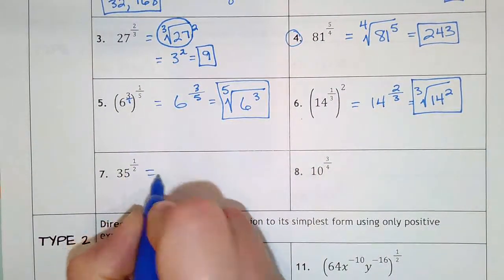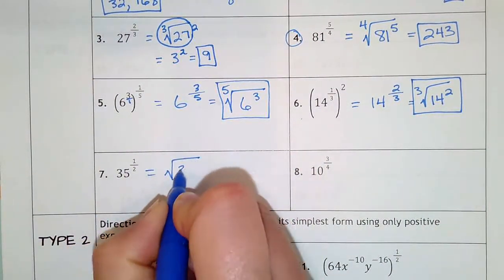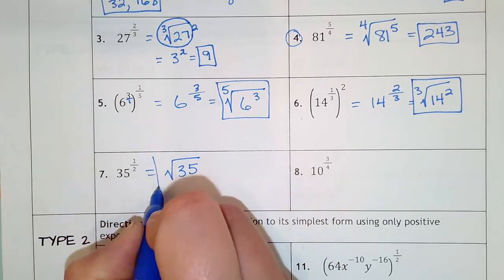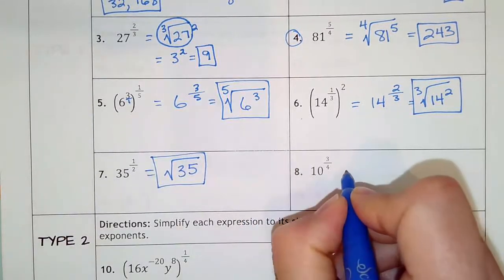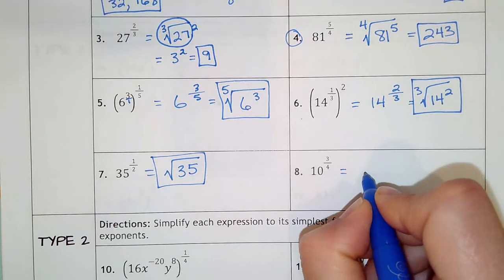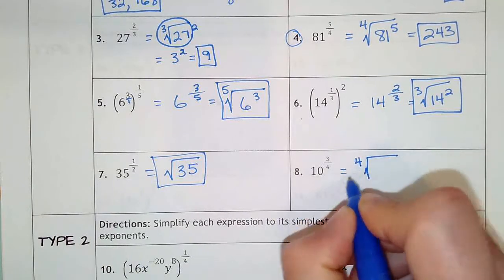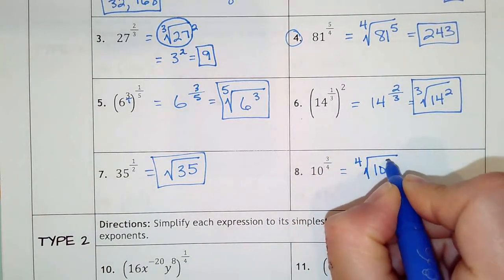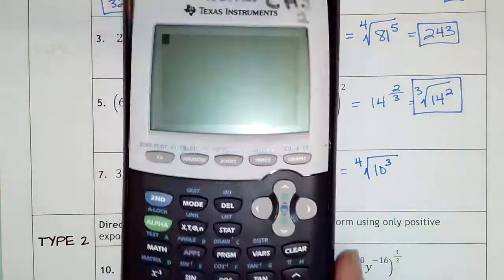Number 7 is almost even easier. That's a square root of 35. We know 35 cannot be square rooted. And number 8 is the 4th root of 10 cubed. Let's try it real quick.